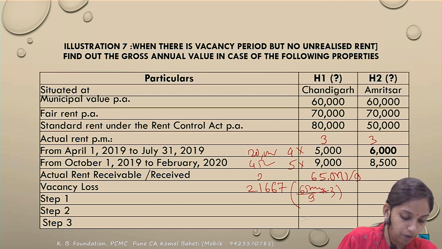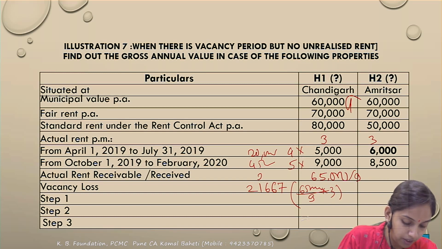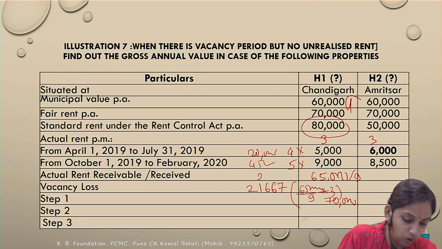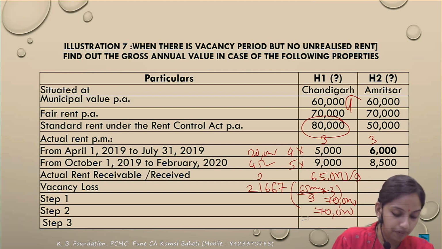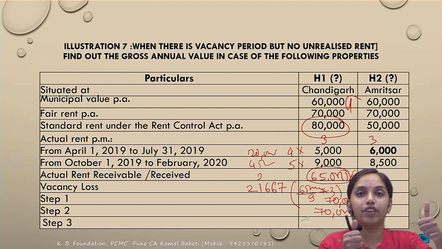Chalo, now step 1, step 2 and step 3. Step 1 says that the municipal value is to be compared with the fair rent, whichever is higher. So it comes to 70,000. Next, the answer of step 1 is to be compared with what? Yes, the standard rent, whichever is lower. How much is the standard rent? 80,000. So the step 2 answer would become 70,000. Now this is to be compared with the actual rent receivable. How much is the actual rent receivable? It's 65,000. Correct, it is to be compared with 65,000.